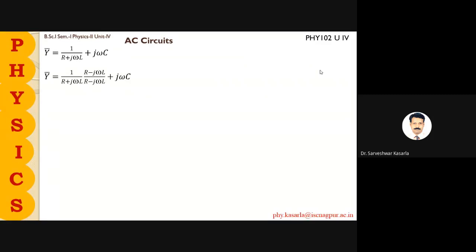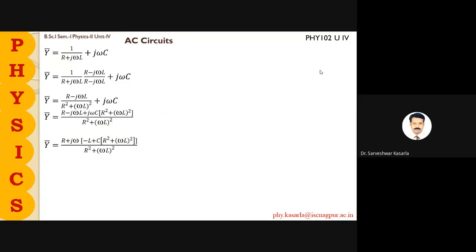If you solve this, and multiply and divide the first term by R minus j omega L, you will get the answer like this. Then you just go on solving to get the complex number. So this is the complex number we are getting. Some complicated terms are there, but if you solve this, you will get the same value. If you take the magnitude of that admittance, it will be like this. So this is the magnitude of admittance.